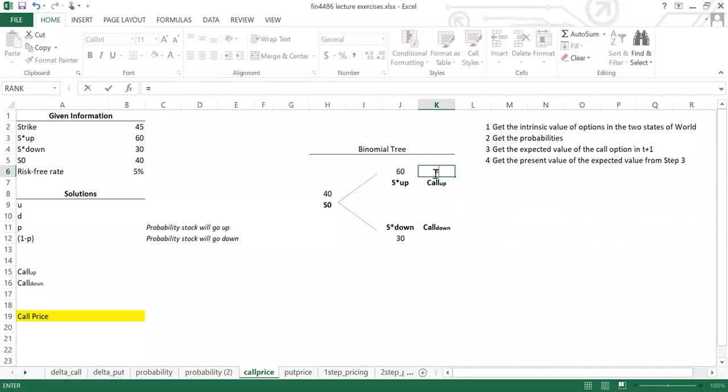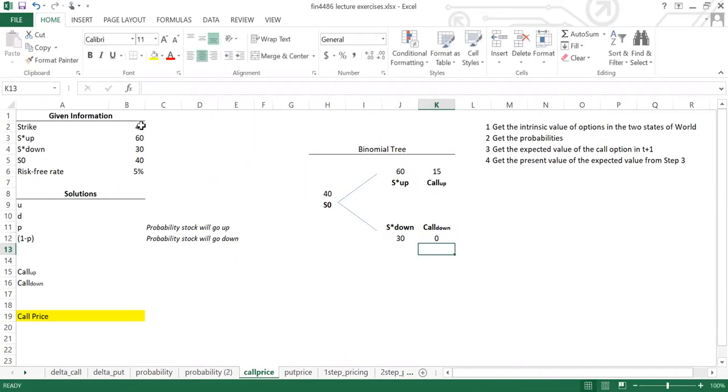In the good state of the world, the stock moves up, it goes from 40 to 60. Then the call option will be worth, we can get it using the intrinsic value formula, which is the max of stock price in this good state of the world minus strike, or zero. We can do the same for the call option in the bad state of the world, doing max of stock price if the stock moves down minus strike price, or zero.